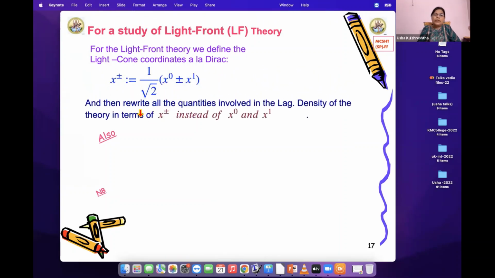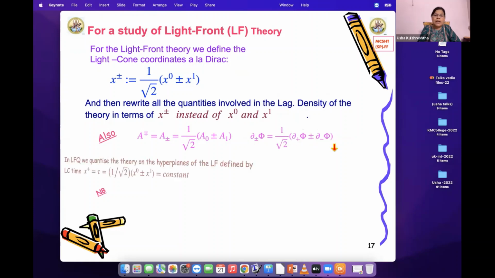And then what we do, we rewrite all the quantities which are involved in the Lagrangian density of the theory in terms of x plus, x minus instead of x0, x1. And also this A minus plus upstairs equal to A plus minus downstairs equal to 1 over square root of 2, A0 plus minus A1, and delta plus phi equal to 1 over square root of 2, delta plus phi plus minus delta minus phi.